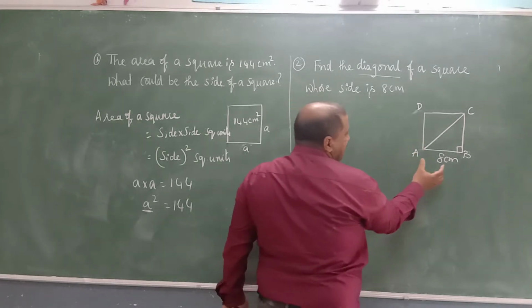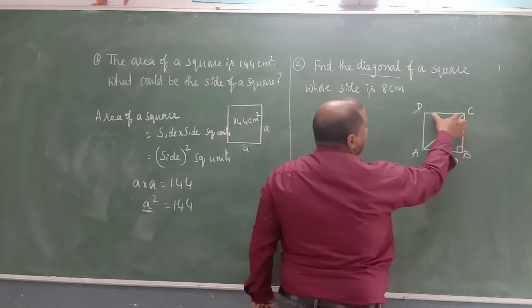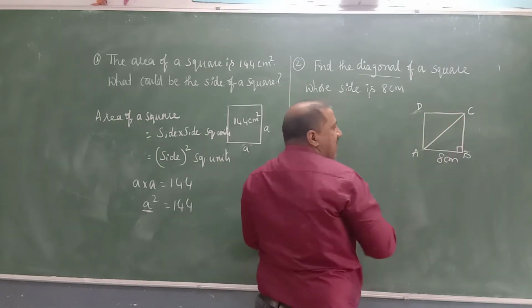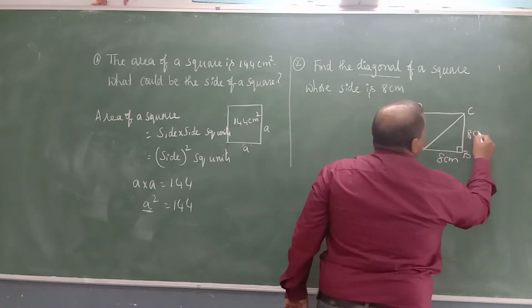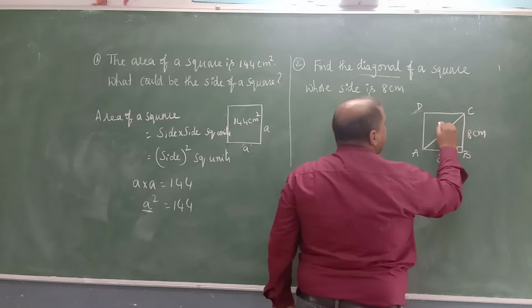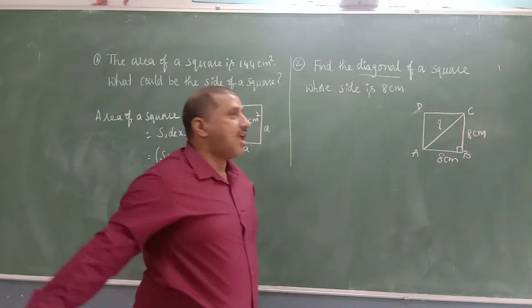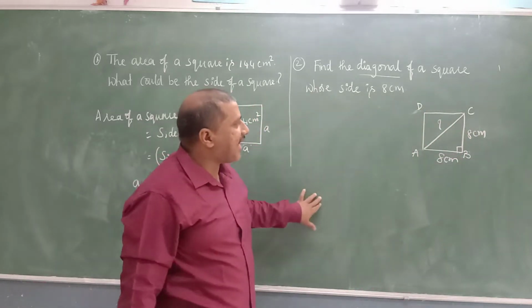What about the sides? AB, BC, CD, AD are all equal sides. Therefore, AB is 8 centimeters, BC is also 8 centimeters. How much is AC? This we need to find. How do you find the diagonal of a square?